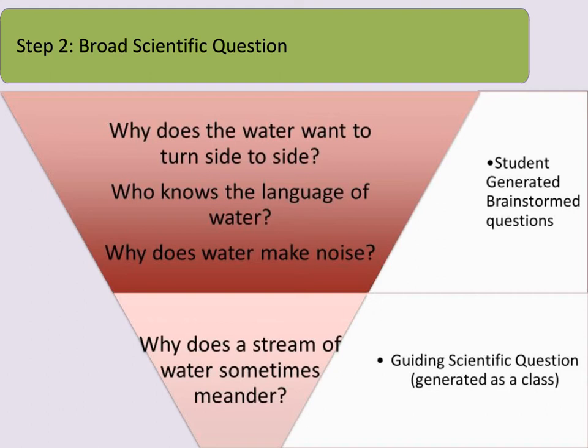In the process of identifying a guiding scientific question, the teacher can rephrase a common student question using the language of science. "Why does the water want to turn side to side?" is rephrased to, "Why does a stream of water sometimes meander?" Careful rephrasing helps students bridge the gap between home language and academic ways of speaking.